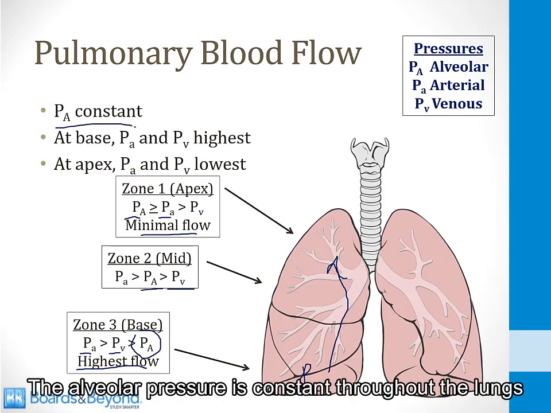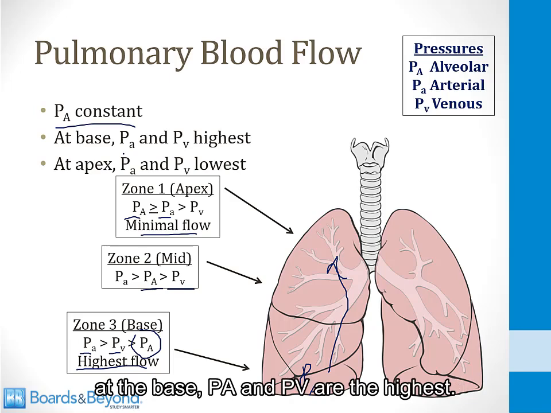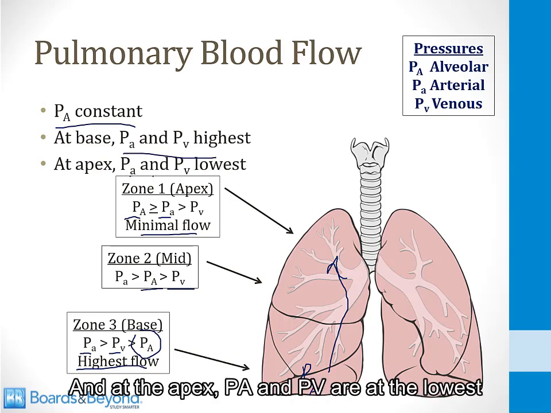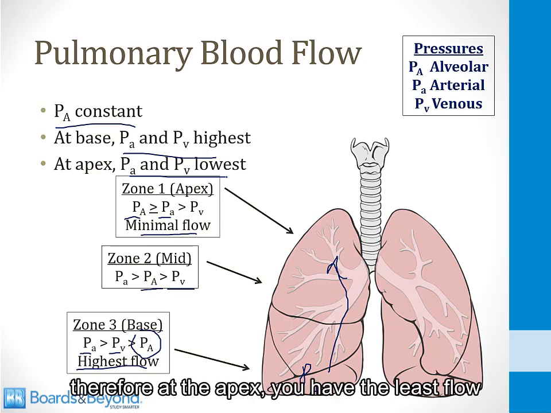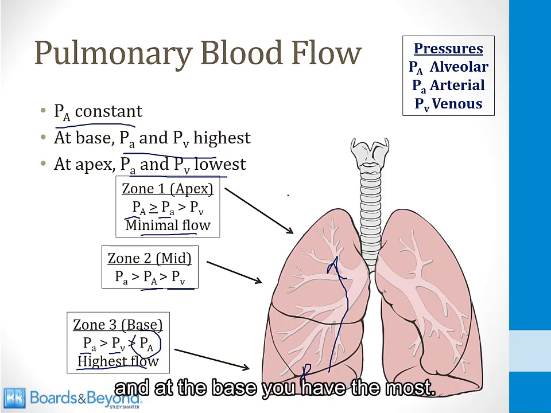The alveolar pressure is constant throughout the lungs. At the base, PA and PV are the highest, and at the apex, PA and PV are at the lowest. Therefore, at the apex, you have the least flow, and at the base, you have the most.